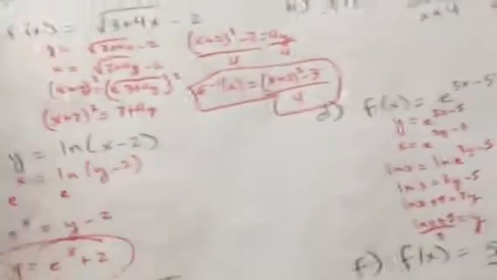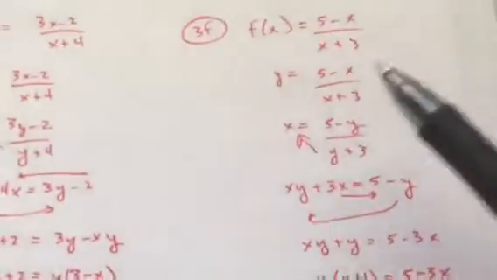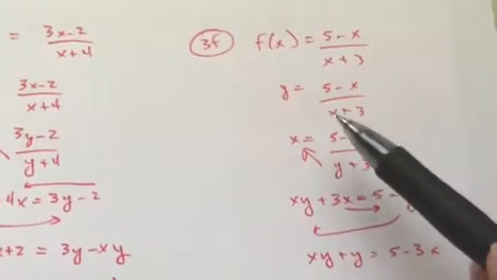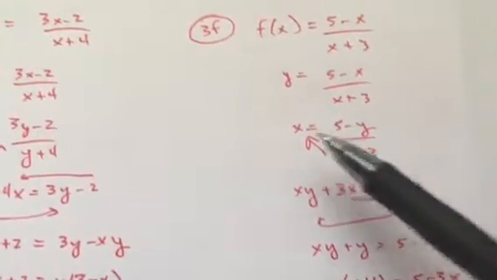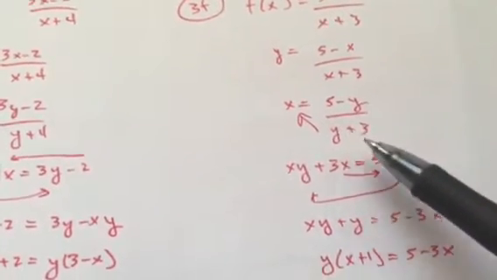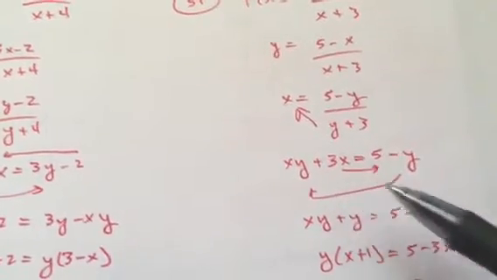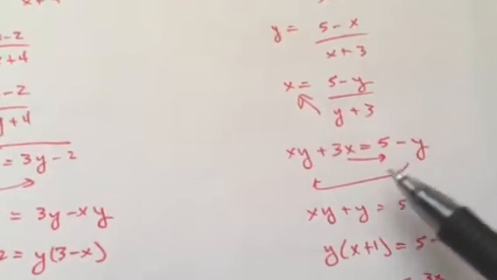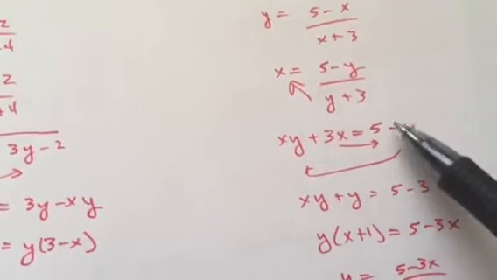All right, take a look at 3f. It's very similar to 3b. All right, so y equals 5 minus x over x plus 3. Switch x and y. Multiply x by y plus 3. I'm going to move the y over here. It was negative. I'm going to move the 3x over there.